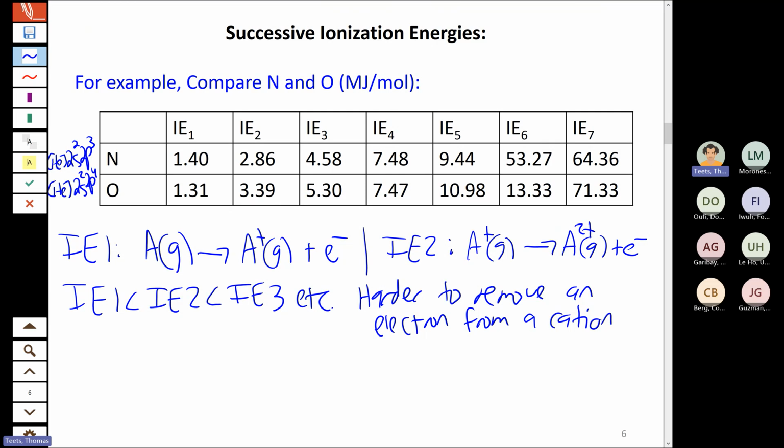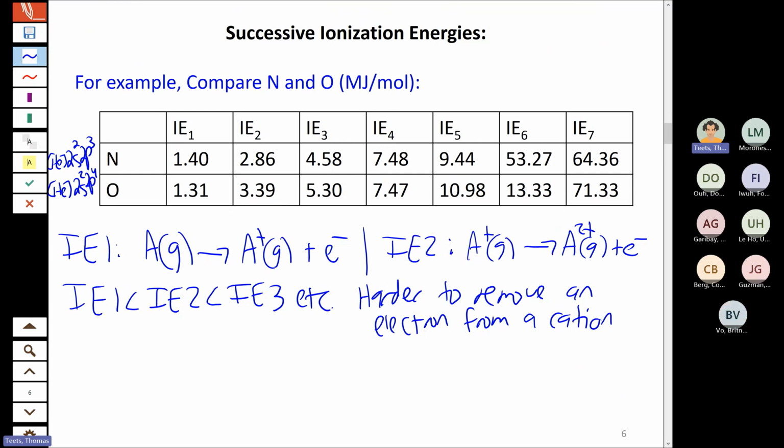But what we'll notice is that for nitrogen, which has 5 valence electrons, after the 5th ionization, from 5 to 6, there's a huge jump. So it's going up gradually, 1.4, 2.8, 4.5, 7.4, 9.4, and then it jumps up to 53 after we remove all the valence electrons, 5 valence electrons. For oxygen, there's 6 valence electrons, so that huge jump doesn't come until after the 6th ionization. So the first 6 are kind of gradually increasing. You get up to 13, and then all of a sudden, boom, huge jump up to 71 for that 7th ionization after you've removed all the valence electrons.